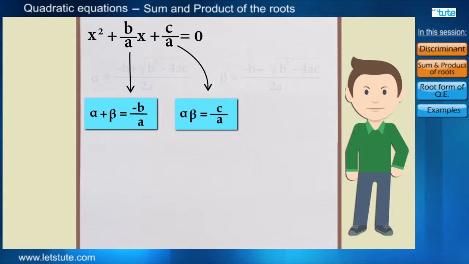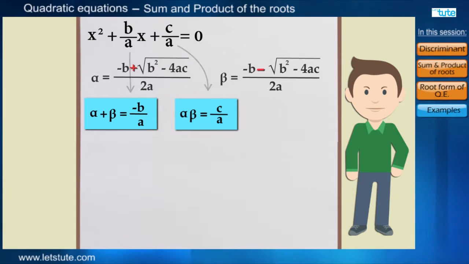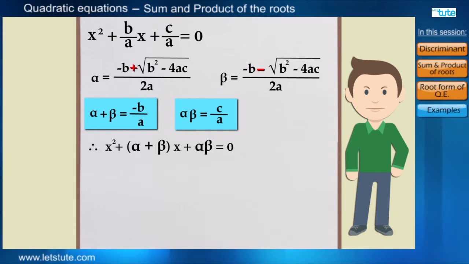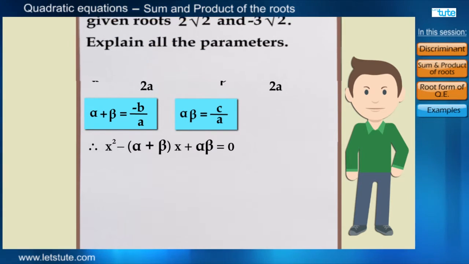That means the quadratic equation in terms of the roots can be written as x square plus alpha plus beta into x plus alpha into beta equal to 0. Here is one mistake. Can you spot that mistake? Please note that alpha plus beta, that is the sum of the roots, is minus b upon a. So the above equation will be x square minus alpha plus beta into x plus alpha into beta equal to 0. Let's do the same thing with the given assignment and try to form the equation.